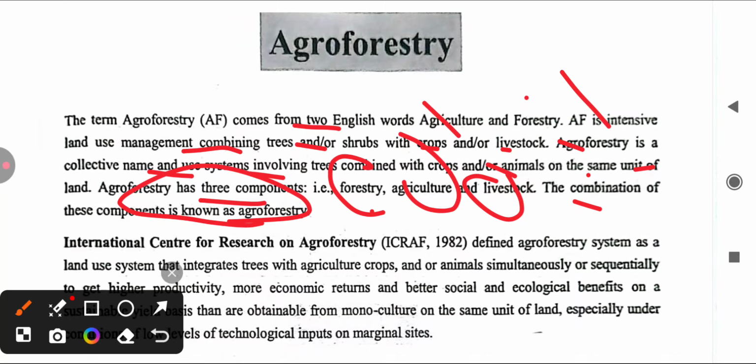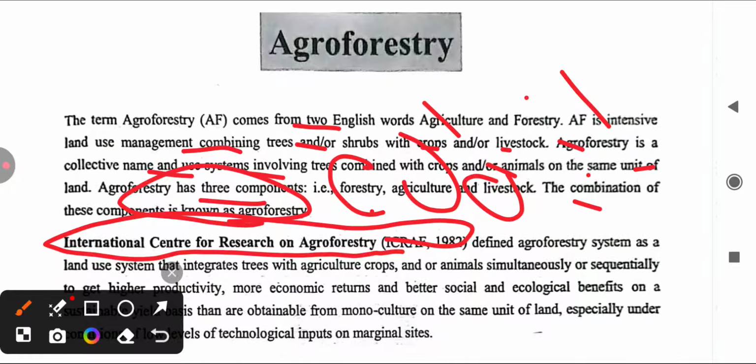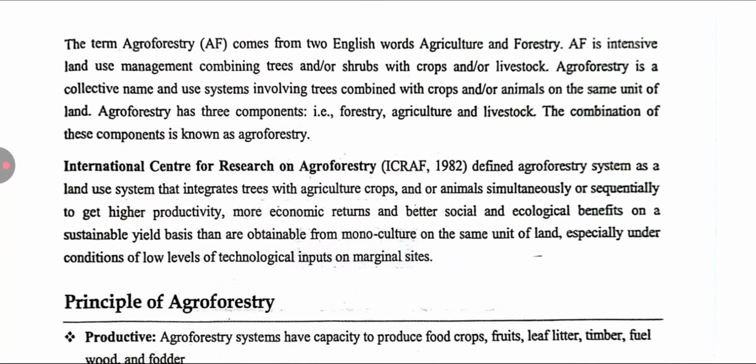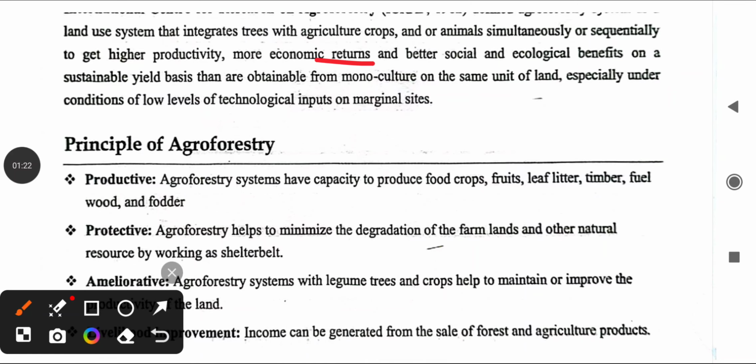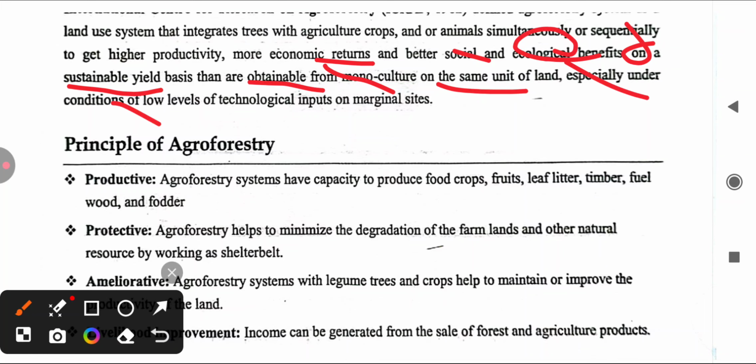International Center for Research on Agroforestry, 1982, defined agroforestry system as a land use system that integrates tree with agriculture crops and or animal simultaneously or sequentially to get higher productivity and more economic returns and better social and economic benefit on a sustainable yield basis than are obtained from monoculture on the same unit of land, especially under condition of low level of technological input on marginal site.